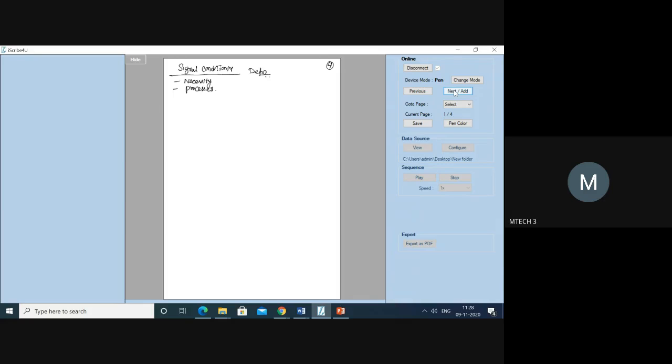Then after the processes, what have we done? Tell me. Take out your notes and tell me. Next, amplifiers. In amplifiers, what are all the things that we have done? Tell me one by one.